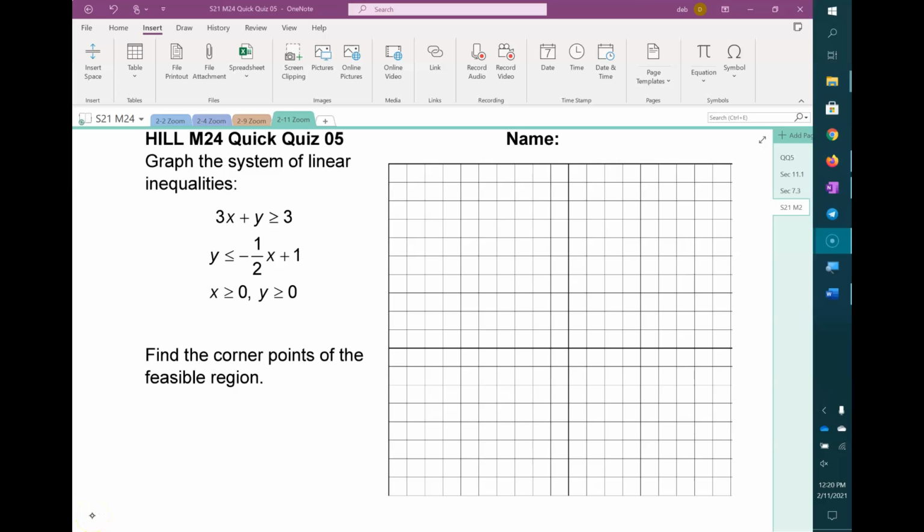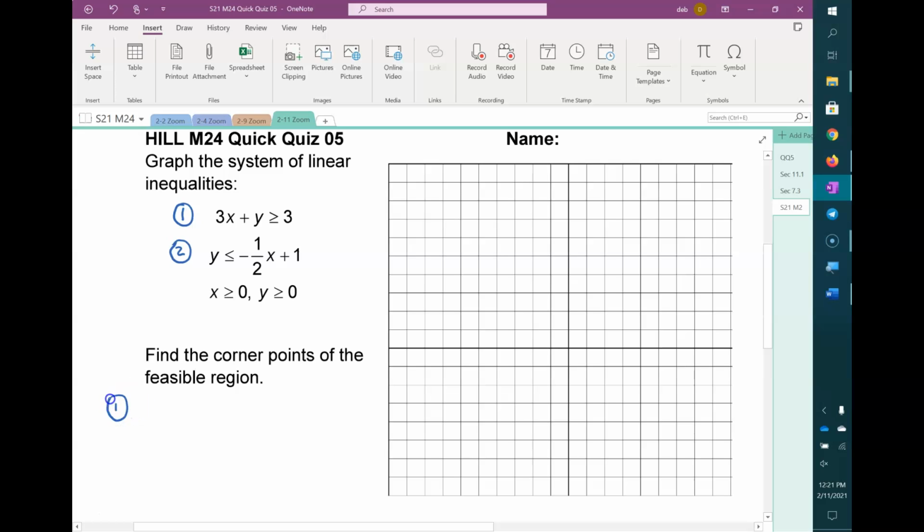This is the solution for quiz 5, and this is another step along the way of putting everything together to do the linear programming problems. So this is finding the feasible region and then finding the corner points of the feasible region. So we need to graph this system of linear inequalities. I'm going to number them just to help you follow my work.